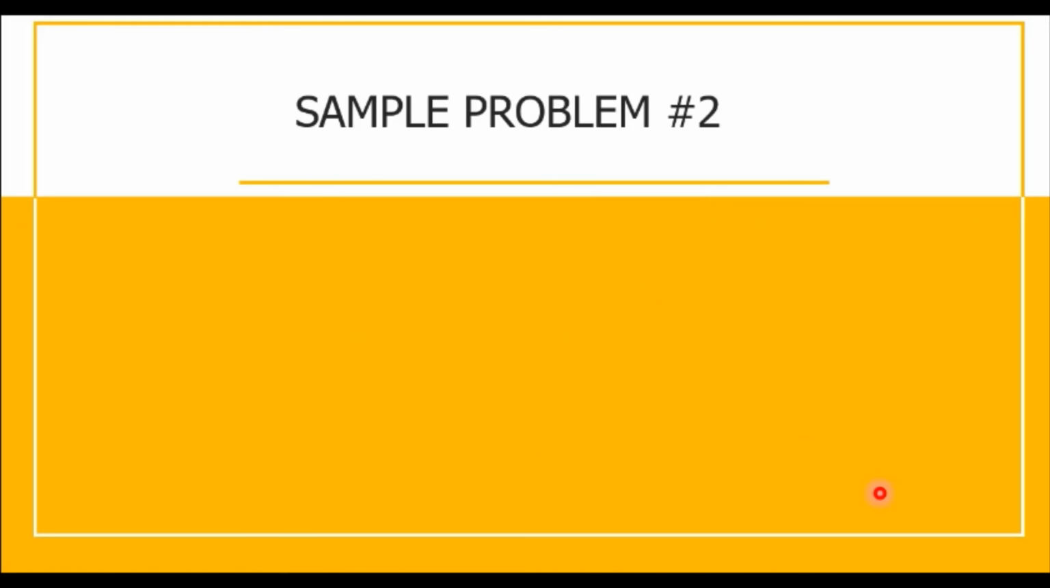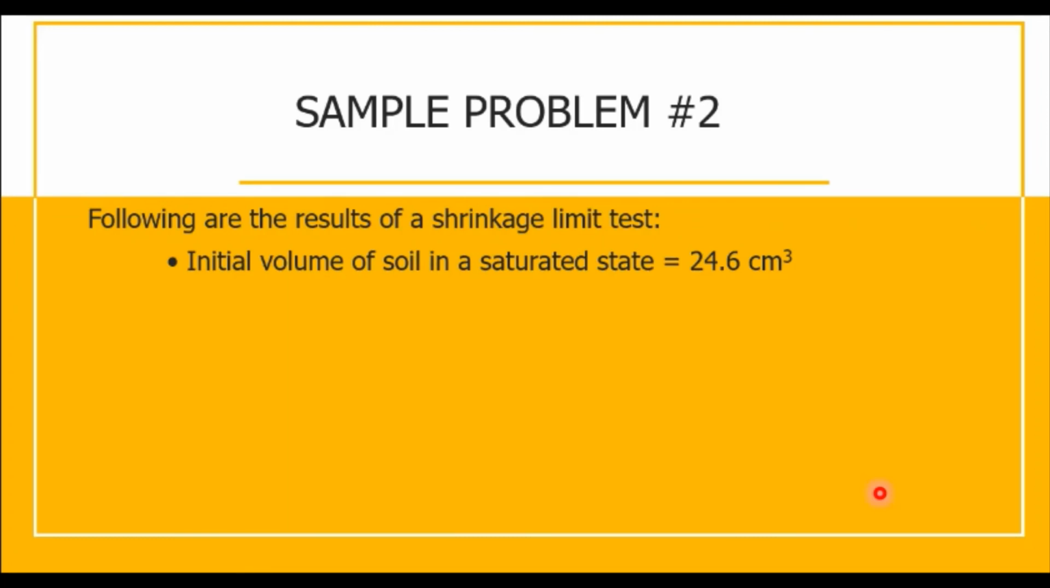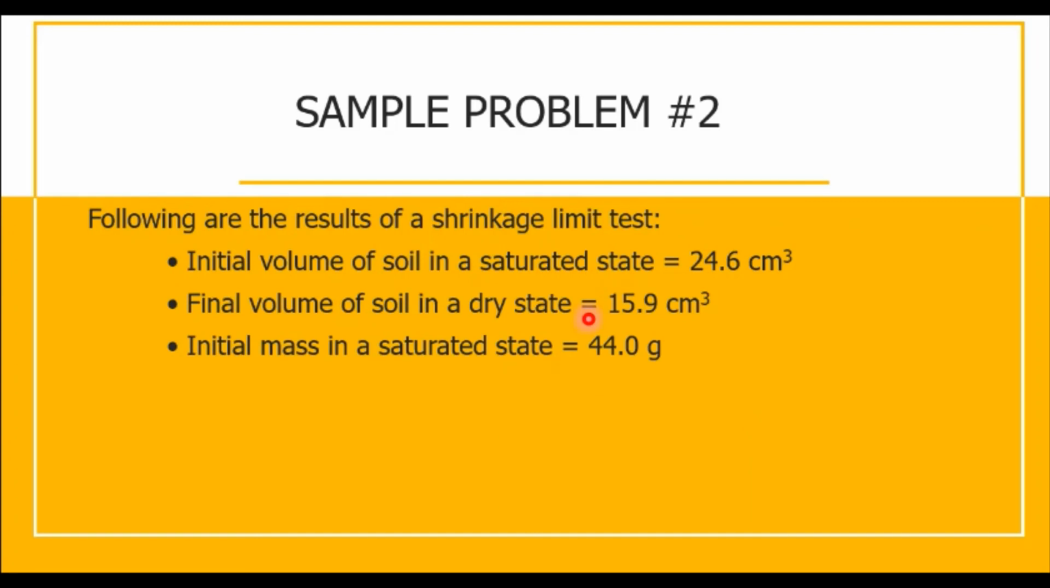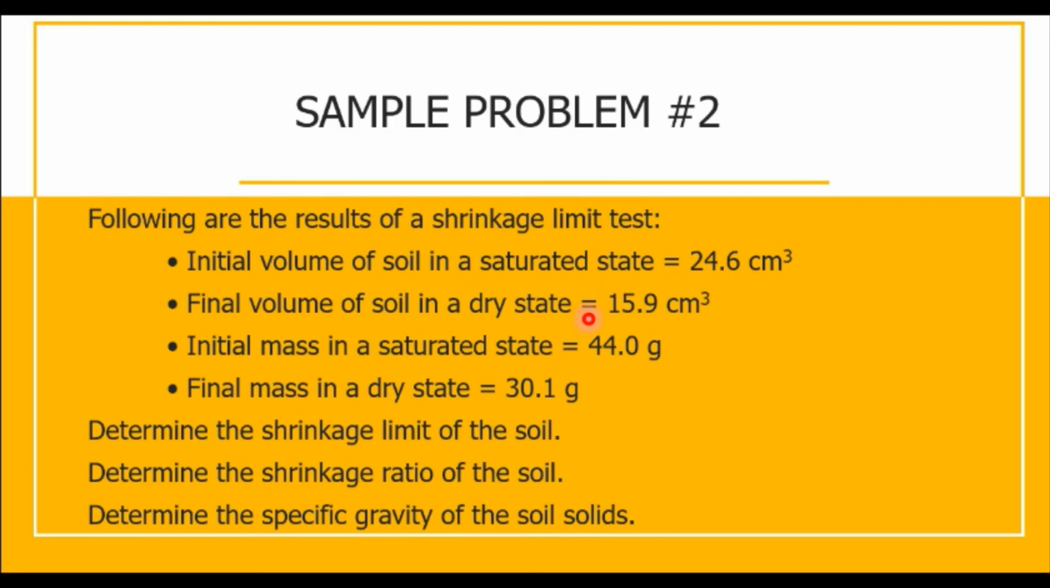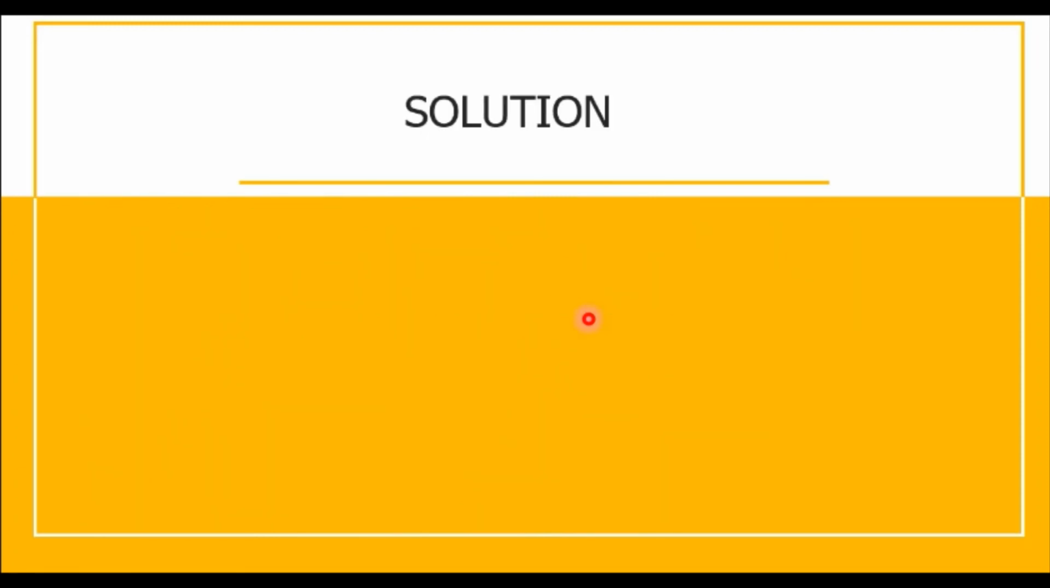Next problem is for shrinkage limit test. So these are the results of the shrinkage limit test. Initial volume of soil in a saturated state is equal to 24.6 cubic centimeter. Final volume of soil in a dry state is equal to 15.9 cubic centimeter. Initial mass in a saturated state is equal to 44.0 grams. And final mass in a dry state is equal to 30.1 grams. So we have to determine the shrinkage limit of the soil, the shrinkage ratio, and the specific gravity of the soil solids.